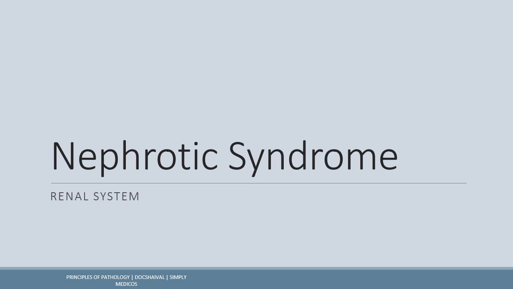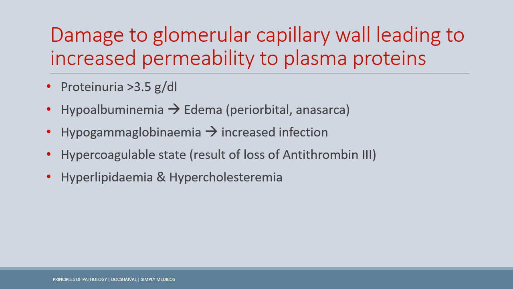Welcome back. We are now going to begin with the nephrotic syndrome. Now, nephrotic syndrome is also a collection of syndromes, and the hallmark feature is the proteinuria, which is greater than 3.5 gram per dl. Now, that's because we have the increased capillary permeability, and that would lead to loss of the plasma proteins. So, proteinuria, which is greater than 3.5 gram per dl.